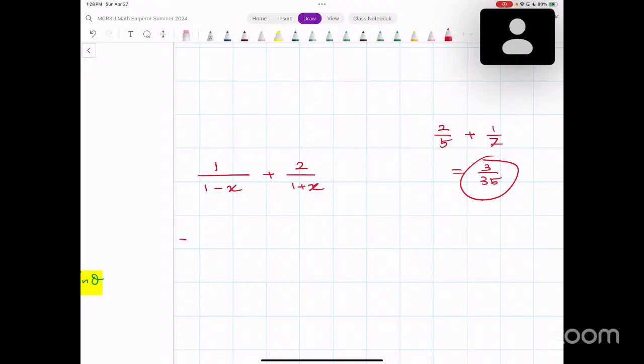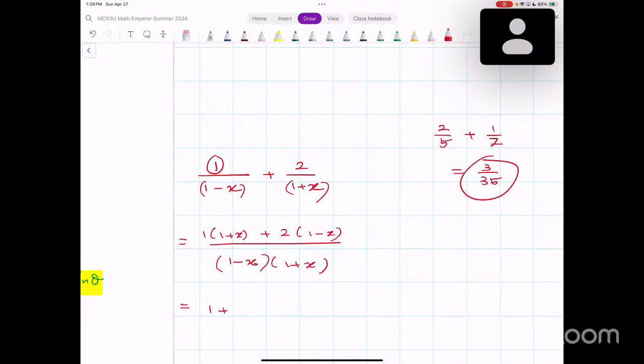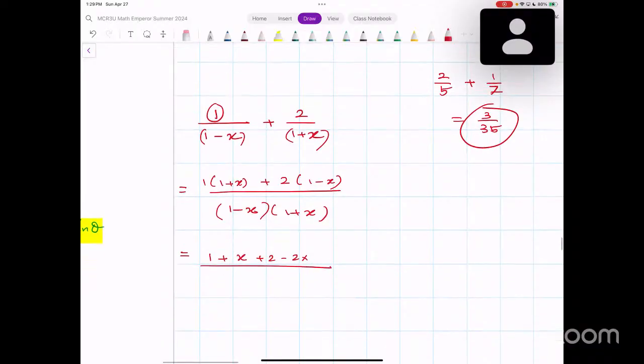First of all, to add 2 fractions, you need to find the least common multiple. And you have 1 minus x and 1 plus x, so the least common multiple is 1 minus x times 1 plus x. This one, therefore, needs to be multiplied by 1 plus x. This one needs to be multiplied by 1 minus x. So that is 1 plus x plus 2 minus 2x over 1 minus x squared, which is 3 minus x over 1 minus x squared.